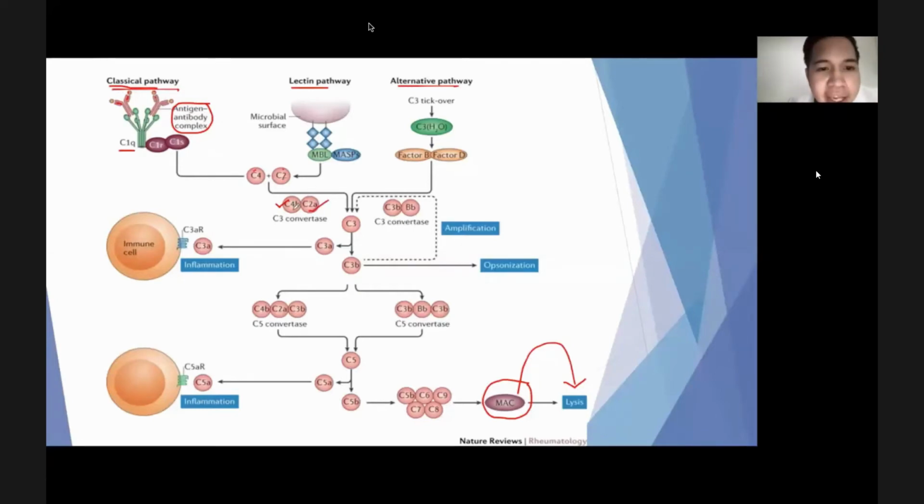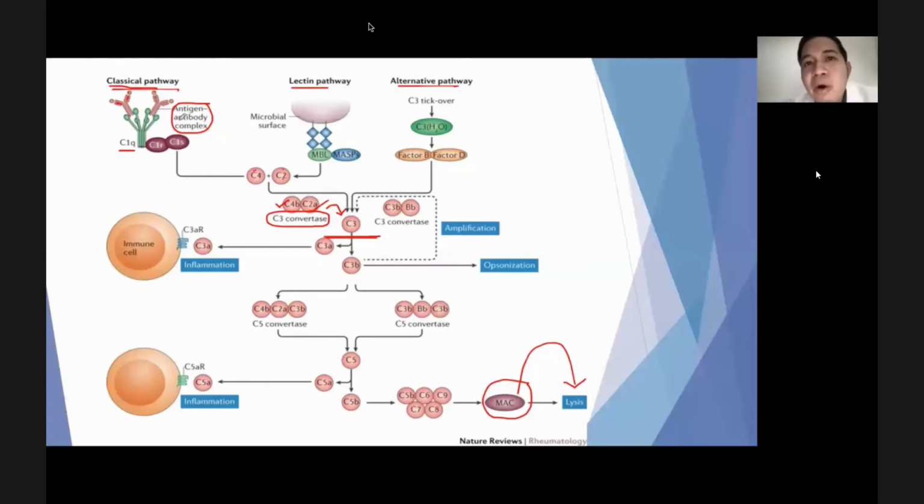Okay? So when you combine C4B and C2A, nag-combine silang dalawa, it becomes now a C3 convertase that will now cleave C3 into C3A and C3B. Okay? So we will stop here first because this is the common pathway among the three. So dito, tayo mag-stop. Mamaya, i-continue natin pababa. Okay? So the common denominator or the common pathway between the three pathways would be the formation of C3. Is that clear? Okay, so that's the classical pathway.